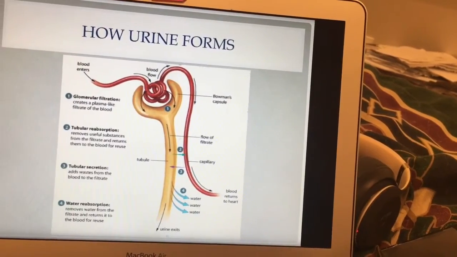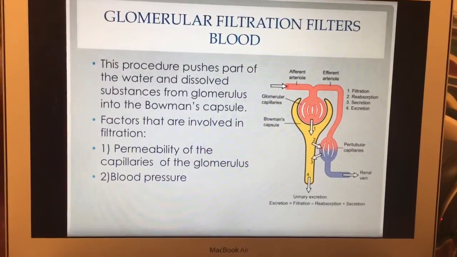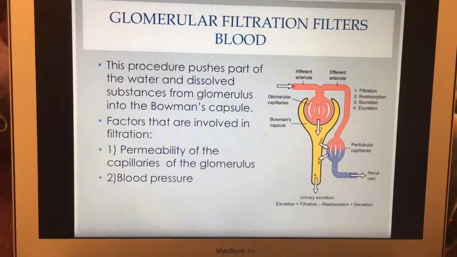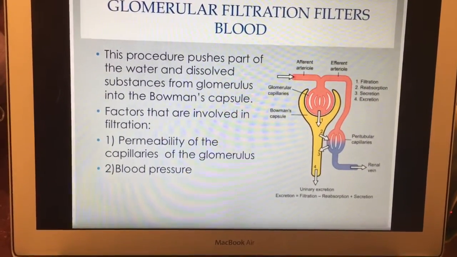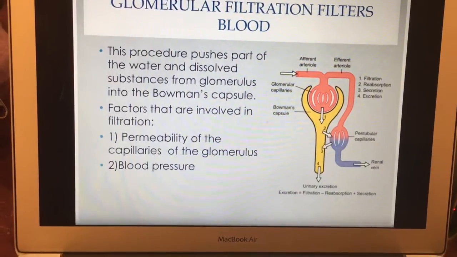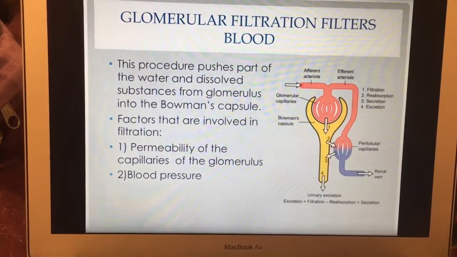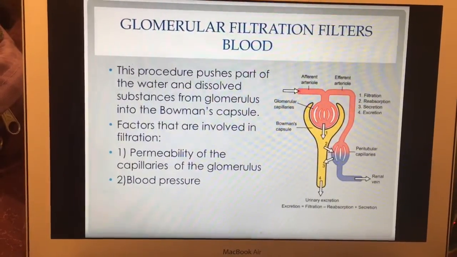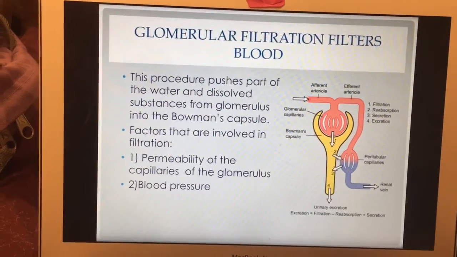So glomerular filtration is a procedure that pushes part of the water and dissolved substances from the glomerulus into the Bowman's capsule. The two factors that are involved are permeability of the capillaries of the glomerulus, and second, blood pressure. Keep in mind that we're focusing on a single nephron, although there are millions working together at the same time.